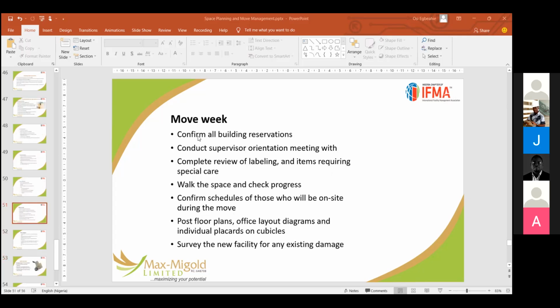The move week checklist: you must also look at confirming all building reservations, coordinate, conduct supervisor orientation meetings, and also complete special care work, the space and check process, confirm schedules of those who will be on site during the move, post work plans, office layout diagrams, and individual plans, parks and cubicles for existing damage. It's very important to do that.